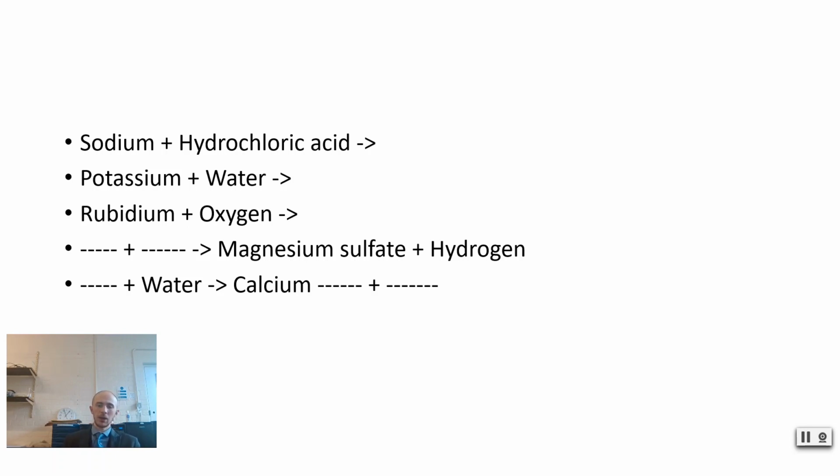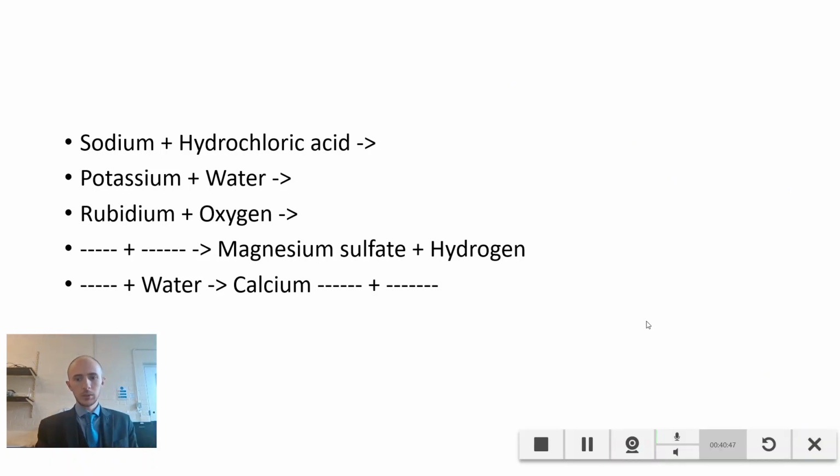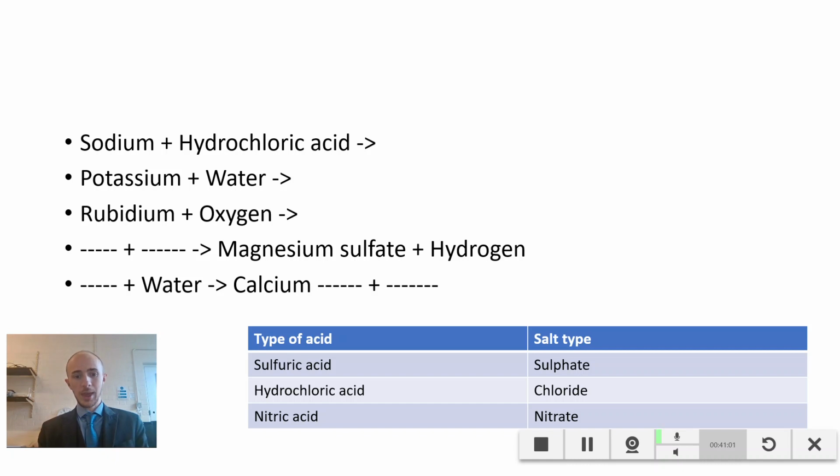Now, I will actually provide a hint here. I think that will make your life easier. If you don't want the hint, you might think you've got this, just pause me now and do the question. If you do want the hint, if you're looking at that going, I don't have a clue, then the hint will be coming up now. It's there. Sulfuric acid, if you add sulfuric acid to any metal, it will make a sulfate salt. Hydrochloric acid, if you add that to any metal, it will make a chloride salt. And nitric acid, if you add that to any metal, it will make a nitrate salt.